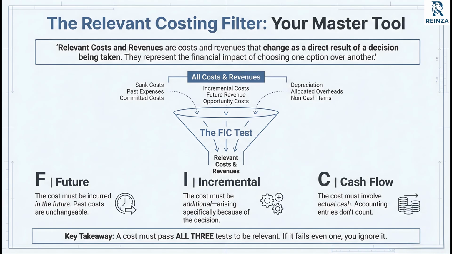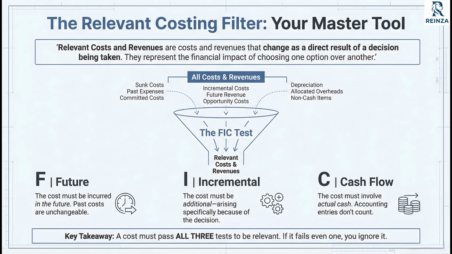Now, imagine all your costs and revenues being poured into a funnel. On one side, you have things like sunk costs, past expenses, and committed costs. On the other side, you have depreciation, allocated overheads, and non-cash items. None of these should make it through the filter. What does make it through? Only incremental costs, future revenue, and opportunity costs. These are the relevant items.